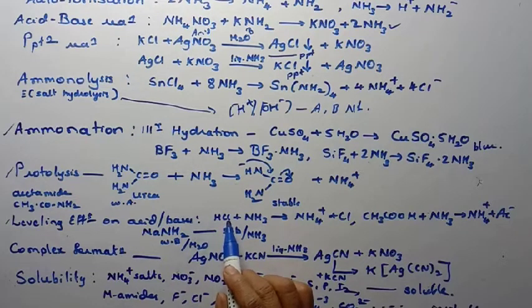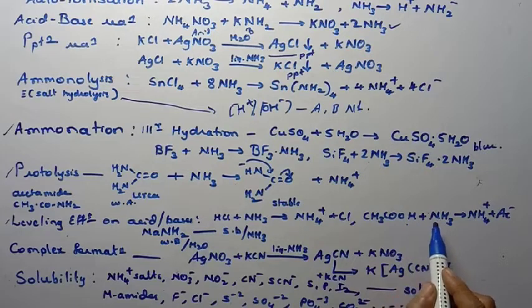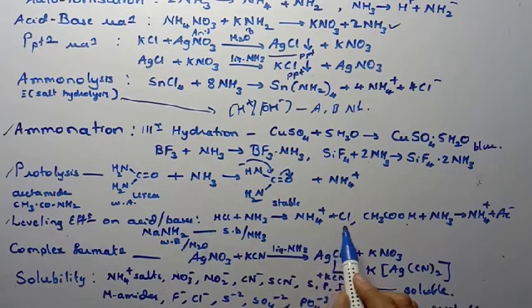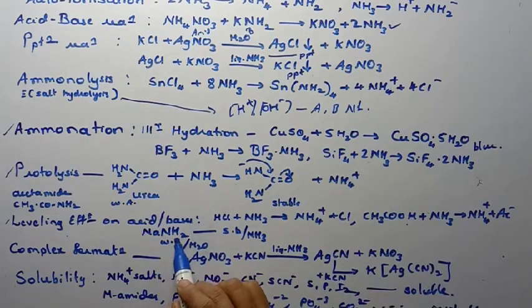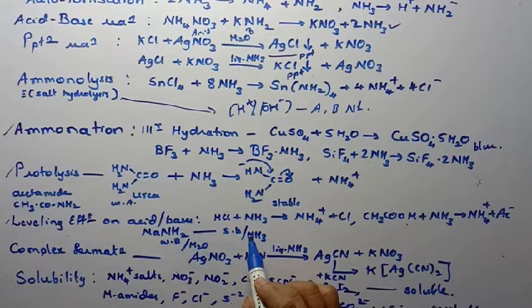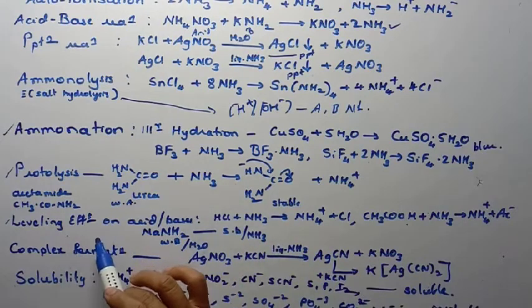Acetic acid is a weak acid in water, but it is a strong acid in ammonia. So this is the acidic or basic nature. Similarly, sodamide is a weak base in water, but it is a strong base in ammonia. This leveling or equalizing of the acidic or basic properties in liquid ammonia is said to be the leveling effect.